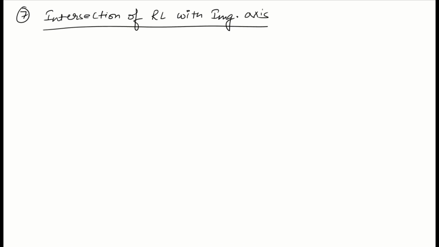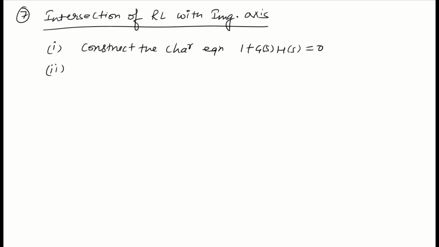To calculate the intersection points on the imaginary axis of the root locus, there is again a set of rules. The first step is to construct the characteristic equation, 1 plus G(s)H(s) equals 0. In the second step, we will construct the Routh array in terms of k.